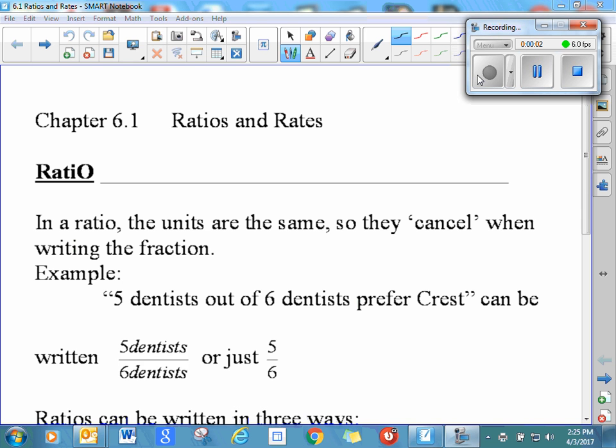Hello, my pre-algebra friends. We are in a new chapter. Yay! And this is a fun chapter. It's a really useful chapter. It's one of those math concepts that you're going to use a lot in the real world, besides in your advanced math classes. So this particular unit, we're talking about ratios and rates.